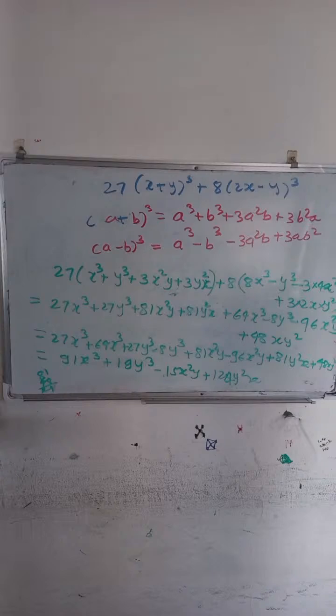So people are solving in another way also. They are taking x plus y as a and 2x minus y as b. That method is correct. This method is also correct. Okay.